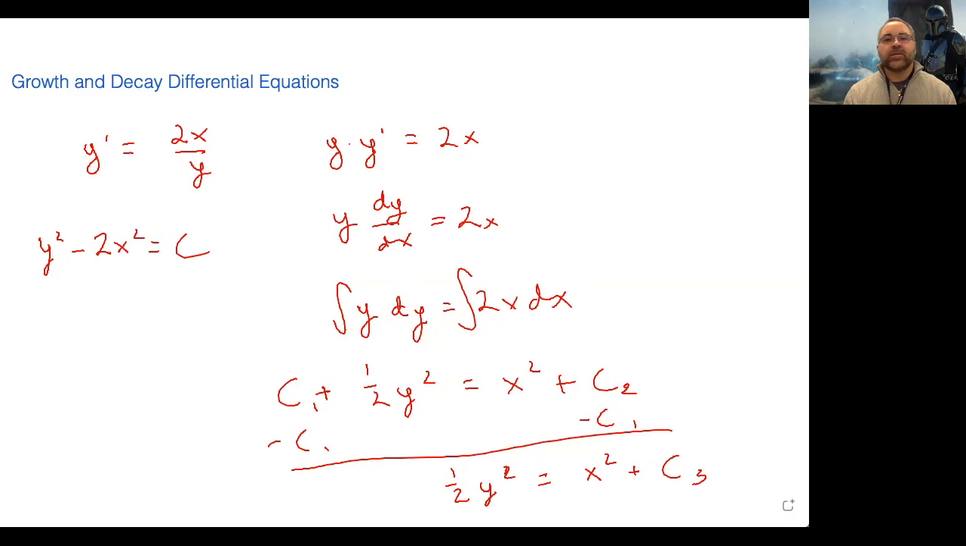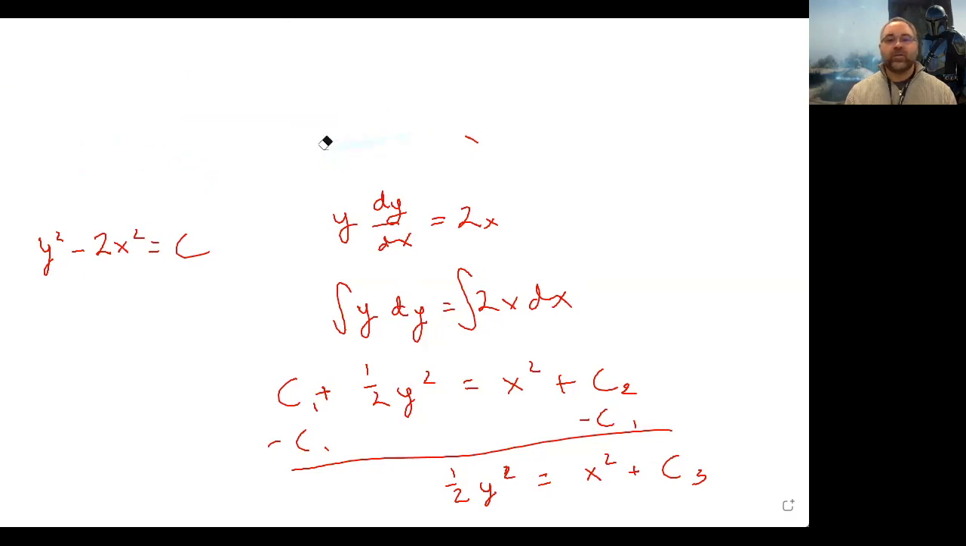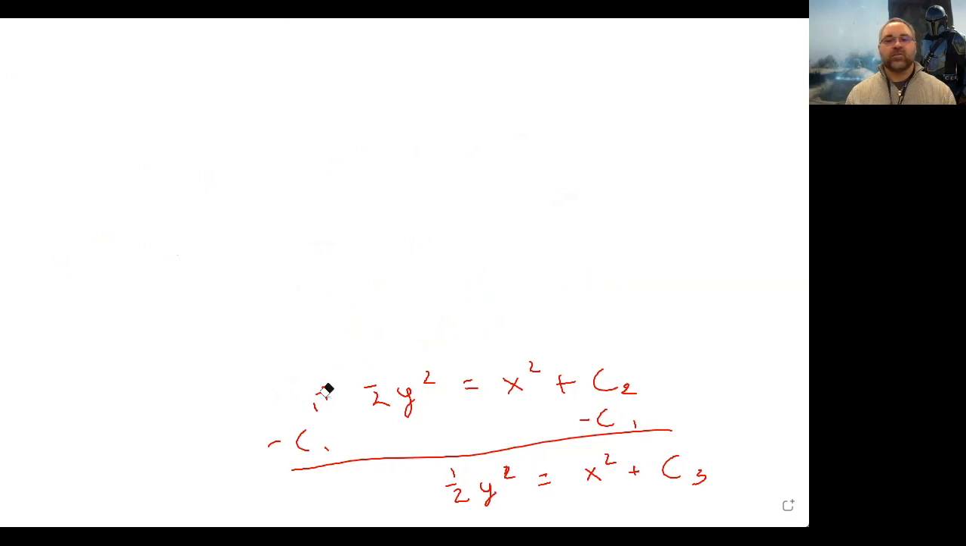Okay. The specific one that we're talking about today is the differential equation that we get when Euler was doing a lot of his work.